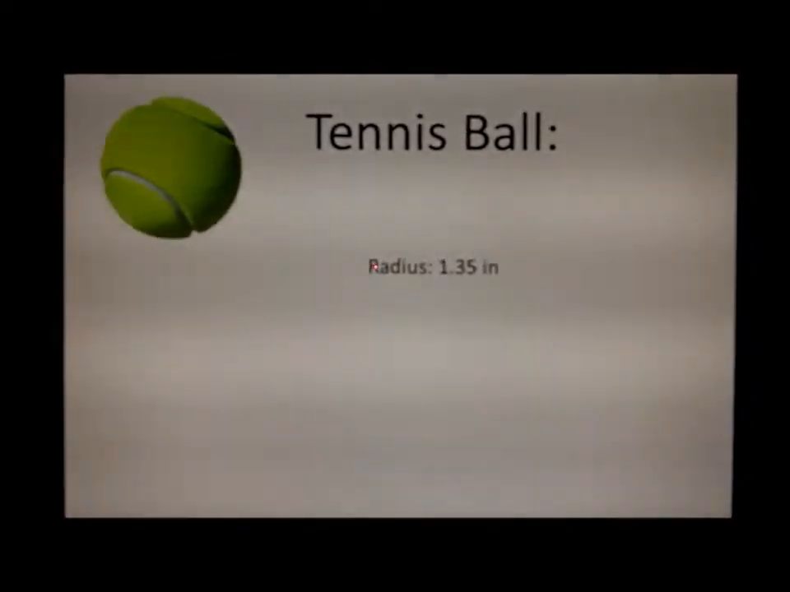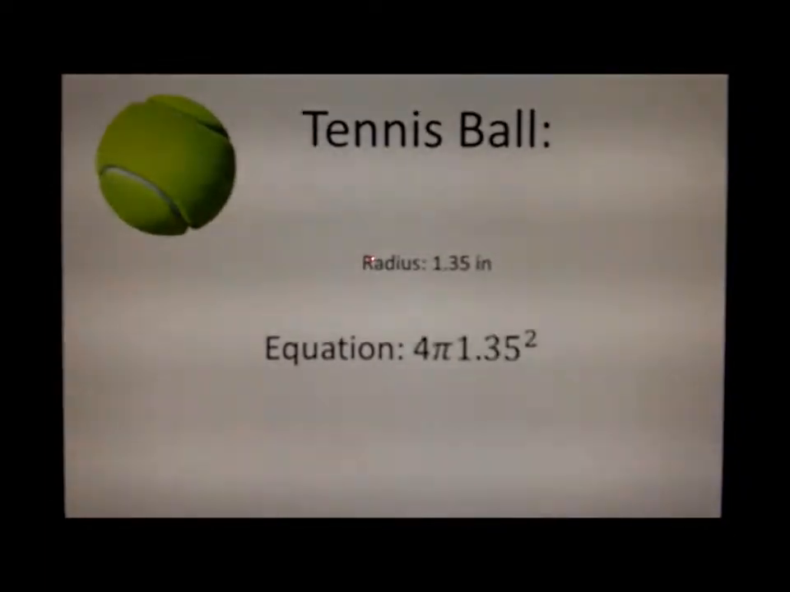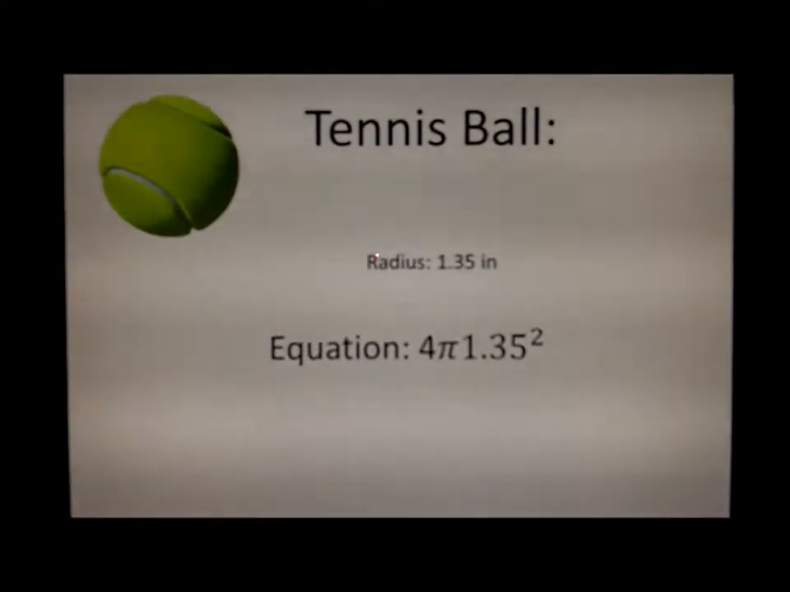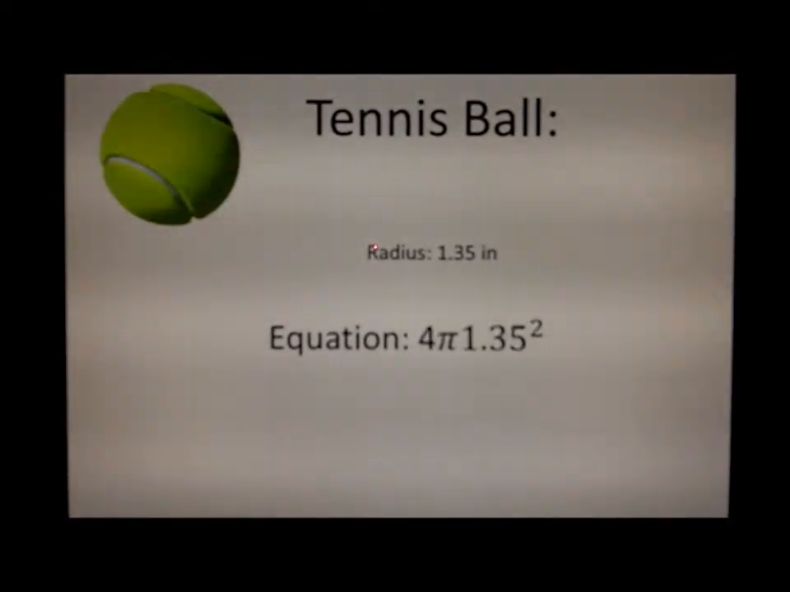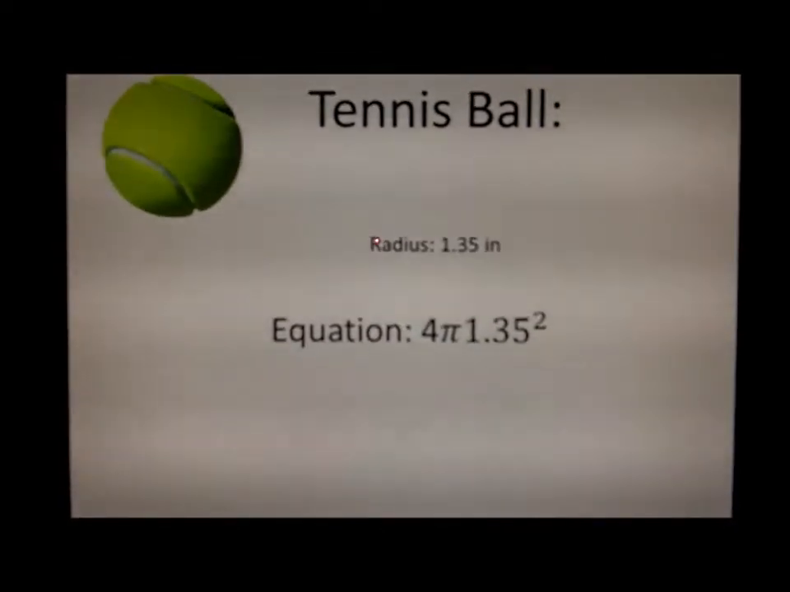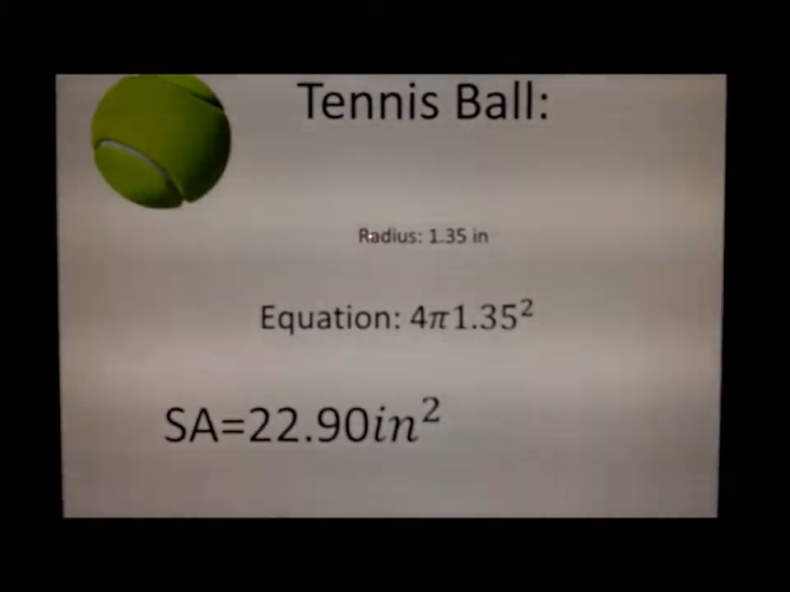To find the surface area of a tennis ball, you have to know the radius. The radius is 1.35 inches. The equation for this is 4 pi r squared. And for r in this instance, you would use 1.35, which would end up equaling, for the surface area, 22.90 inches squared.